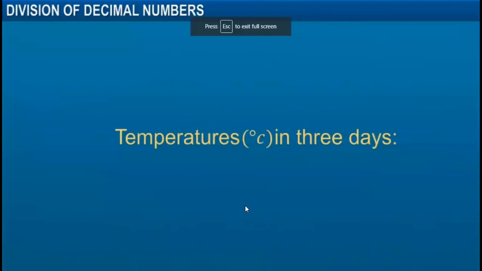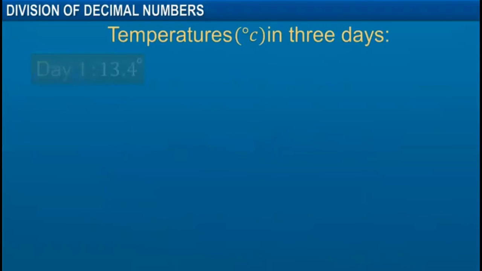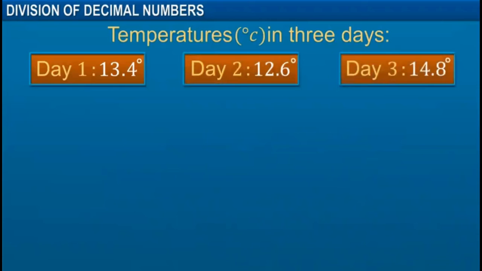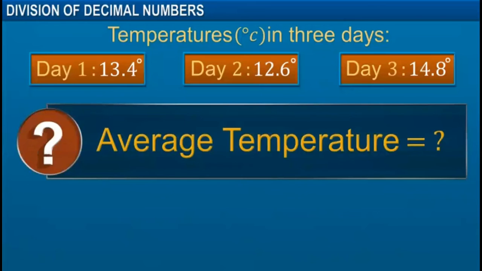The temperature of town A for the past 3 days has been 13.4, 12.6, and 14.8. The temperature is in the form of decimal numbers. Let's calculate the average temperature of this place in the last 3 days.